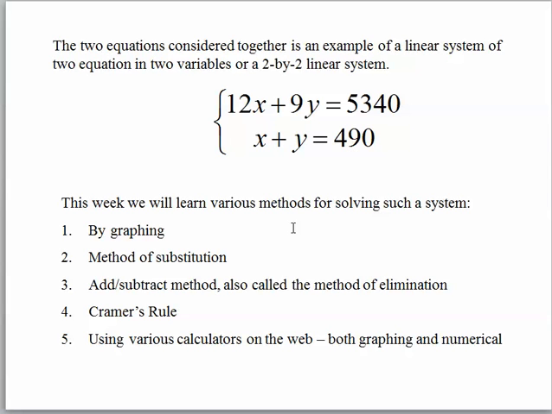This week, we will learn various methods for solving such a system. These methods include graphing, the method of substitution, the add-subtract method, also called the method of elimination, Cramer's rule, and using various web-based calculators that use both graphing and numerical methods.